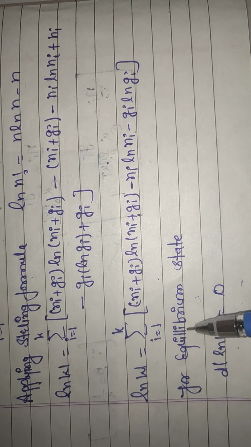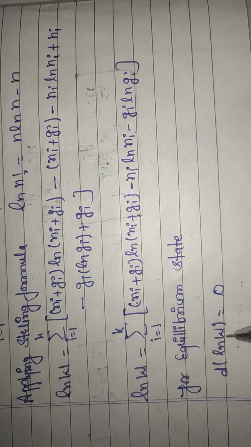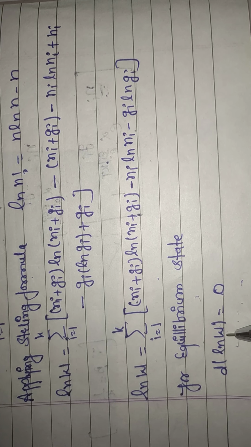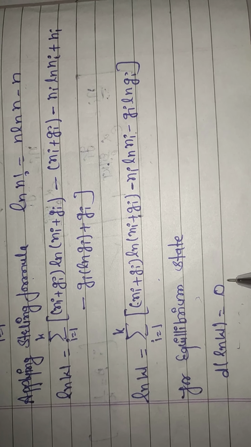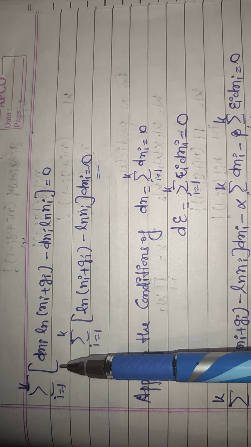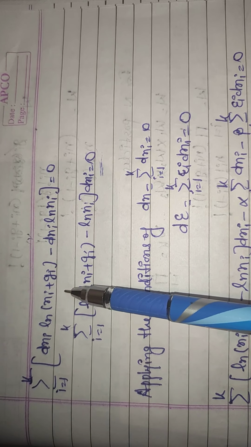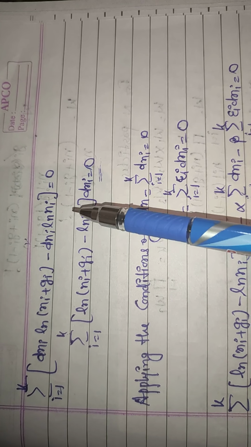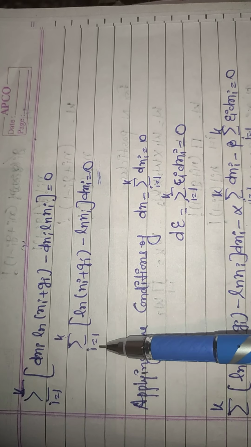So for the equilibrium state, you know that the most probable state or equilibrium state corresponds to the state of maximum thermodynamical probability. So if this number is maximum, then obviously the derivative of this number will be equal to 0. On further solving this equation, we're left with summation of i equals 1 to k dni logarithm of (ni plus gi) minus dni logarithm of ni is equal to 0. So hence, we are left with this equation.